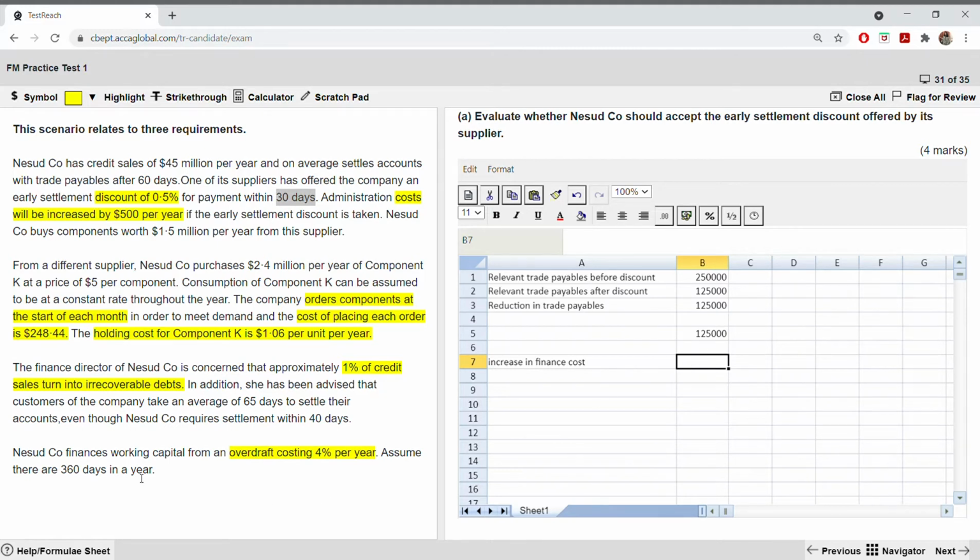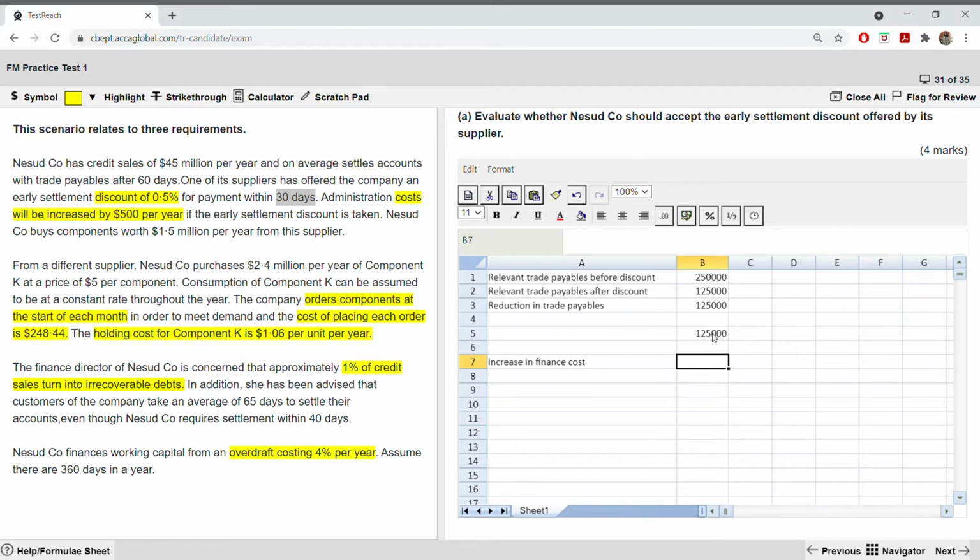So if you see the last paragraph, Nesset finances working capital from an overdraft costing 4% per year. It's a finance cost, right? Because in an overdraft you have to pay interest, and that is dealt with in the finance section. It is known as finance cost, 4%.